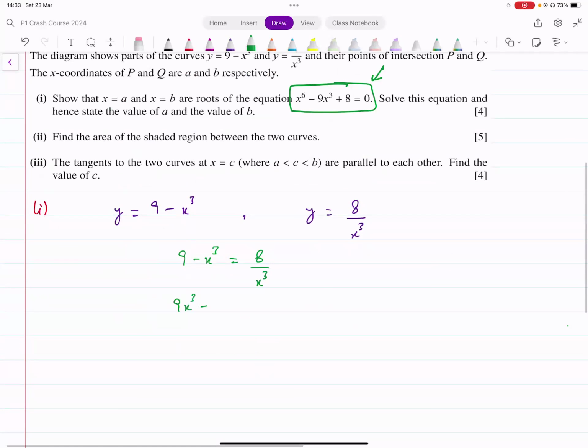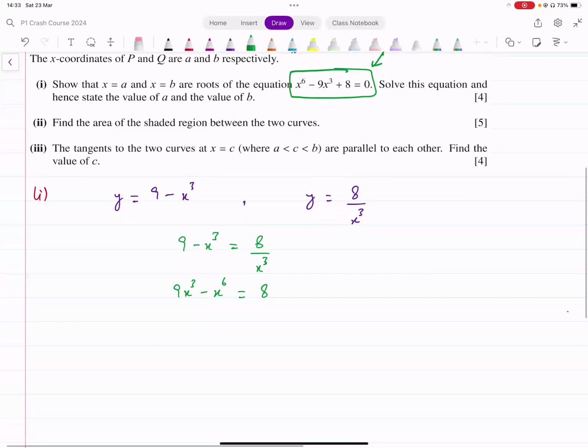9x cubed minus x raised to the power 6 equals 8. Now take all terms to one side. If we were to take everything to the right side, that gives us x raised to the power 6 minus 9x cubed plus 8 equal to 0. And that's exactly what we had to show there: x power 6 minus 9x cubed plus 8 equals 0.